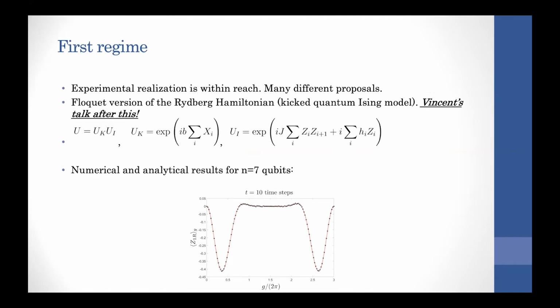So I'm not going to talk about it that much because Winston is going to talk about it, but I'm just saying that this model is simple enough to run numerical experiments on, and you can see that, for example, for a Rydberg Hamiltonian kicked Ising model, you can have numerical results that are showing signals even with 7 qubits. And the numerical results are perfectly matching the analytical formula. So it is basically solved.